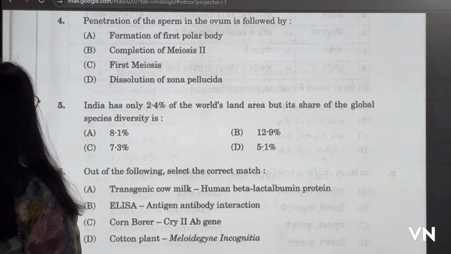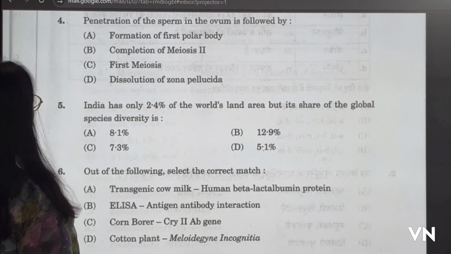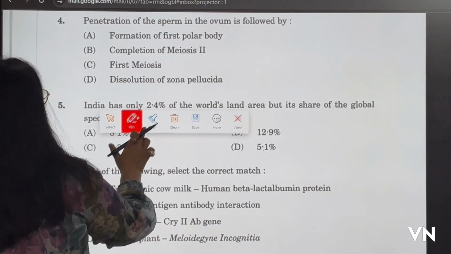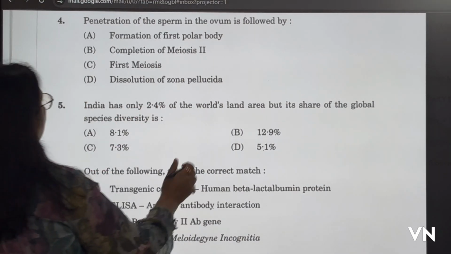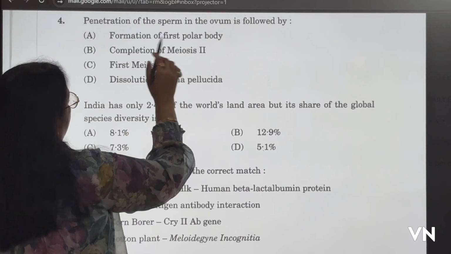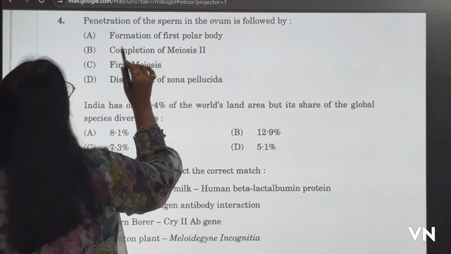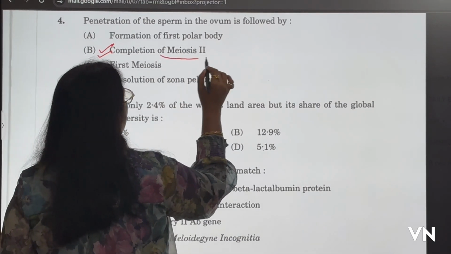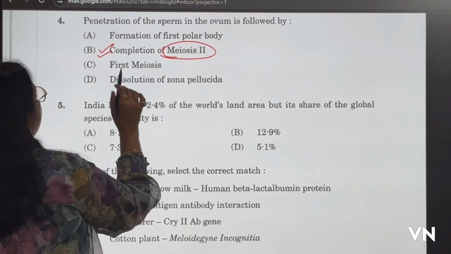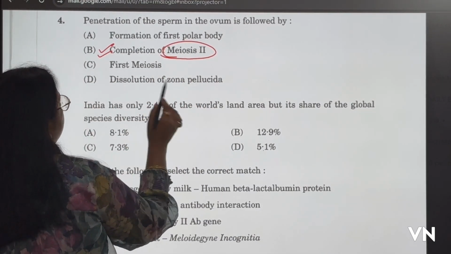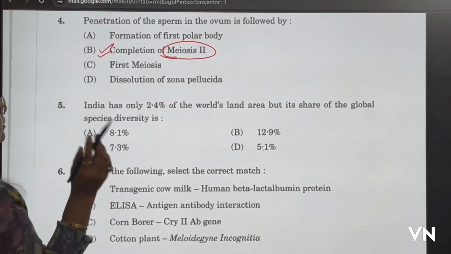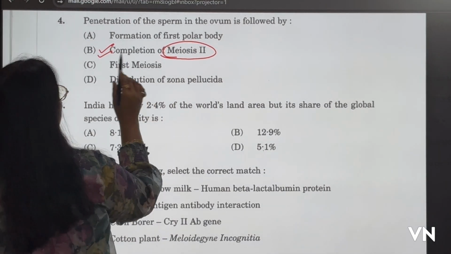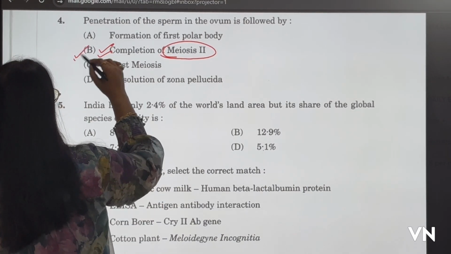Penetration of the sperm in the ovum is followed by formation of first polar body, no, second polar body will be correct answer. Completion of second meiotic division, yes, this is correct. Second meiotic division start हो जाता है. First meiosis तो बहुत पहले हो जाता है. Dissolution of zona pellucida के बाद ही penetration of the sperm होता है. तो completion of meiosis 2.